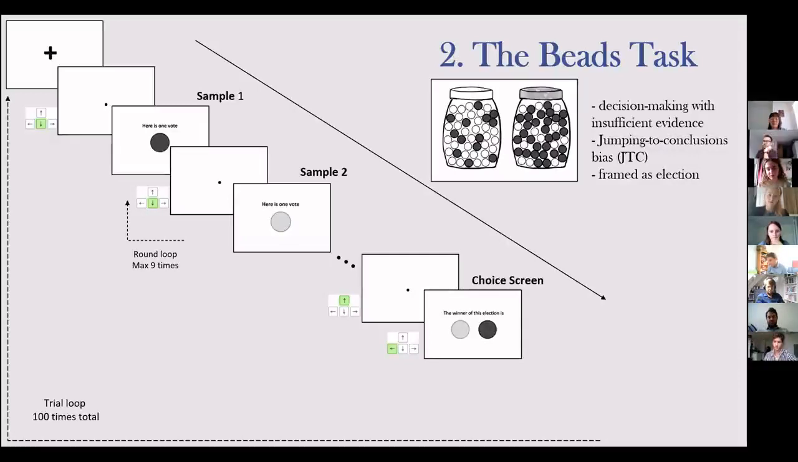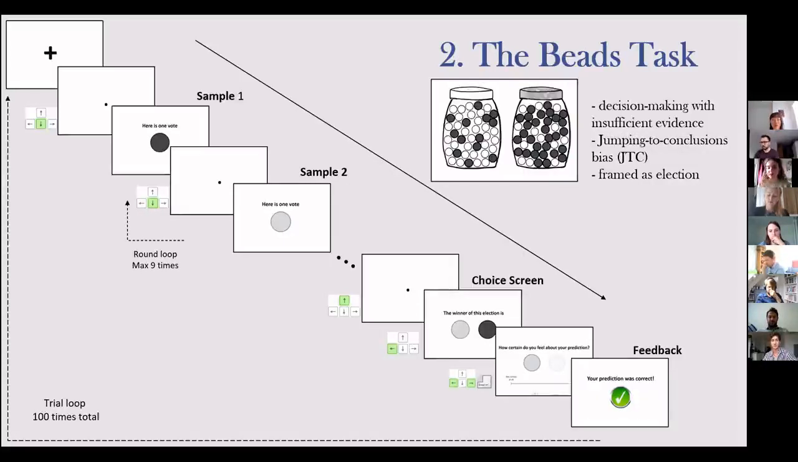And here in this case, they need to determine who they think is the winner of the election. Because instead of just choosing the jar, they indicate the majority color of the jar that they think they're drawing from. After that, they also indicate their certainty about the prediction, but that's irrelevant for now. And eventually they receive feedback on their decision, whether the prediction was correct or not.